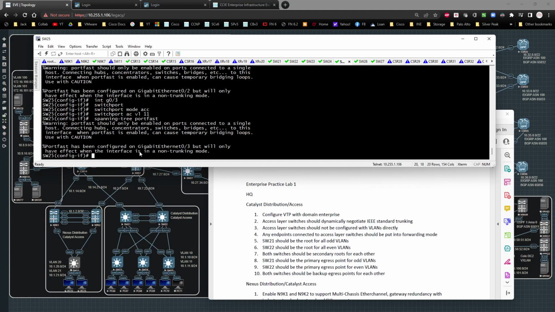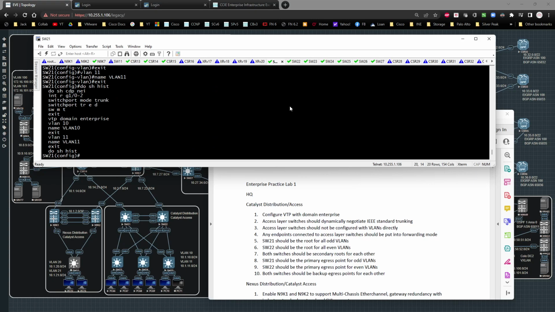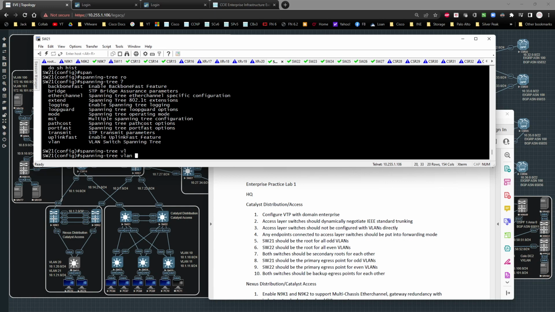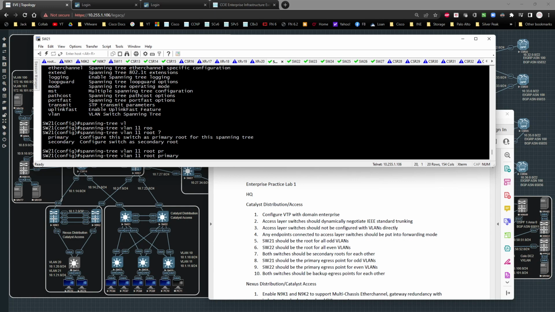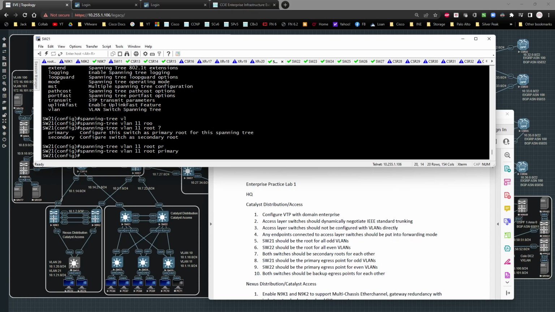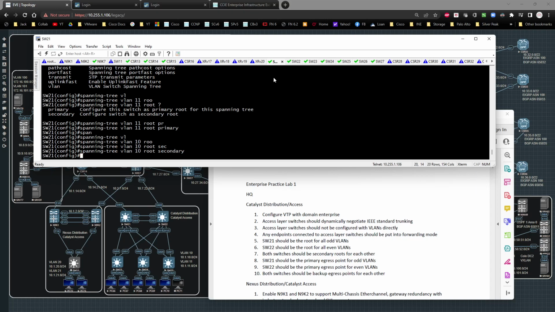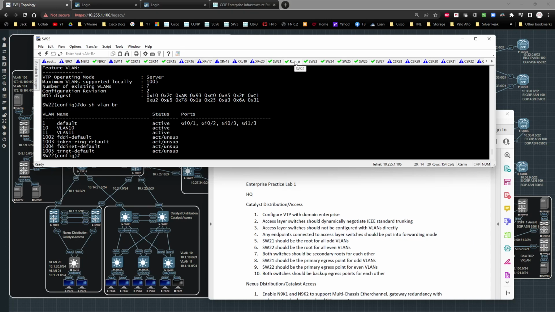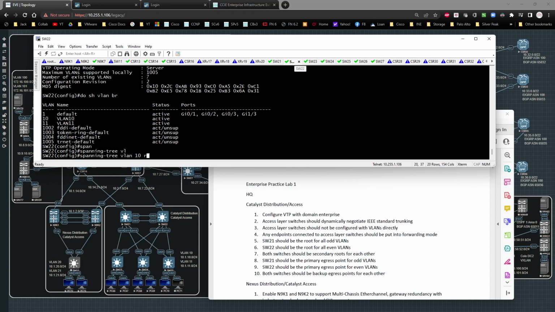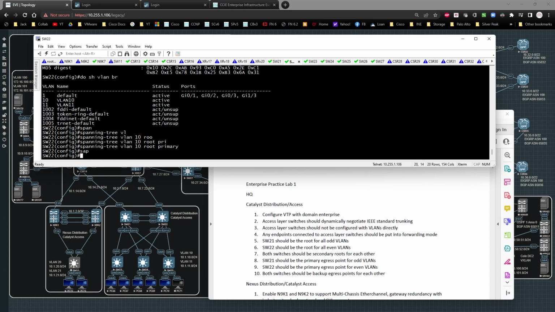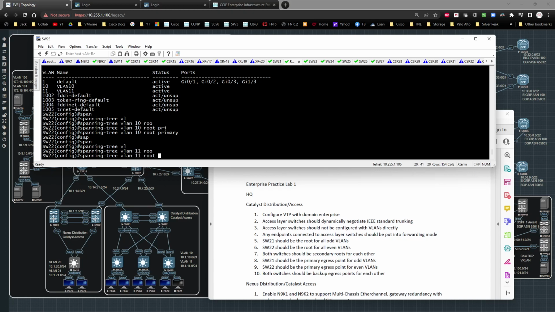Now it said switch 21. Let's go back over to switch 21. Switch 21 should be the root for all odd VLANs. So in this case I'm going to type spanning-tree VLAN 11 root primary. Now it also says that both switches should be secondary roots for each other. So I'm going to type in spanning-tree VLAN 10 root secondary. On 22, I'm going to do the exact opposite. So spanning-tree VLAN 10 root primary, and spanning-tree VLAN 11 root secondary.